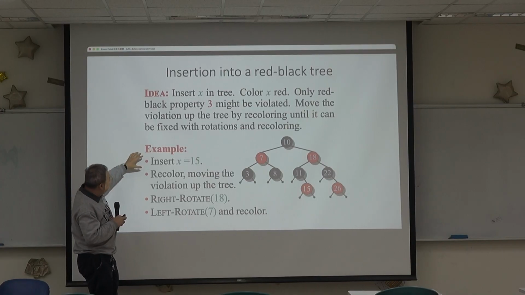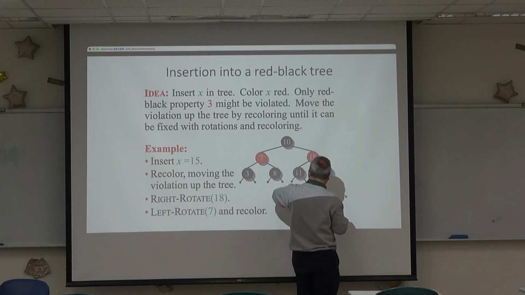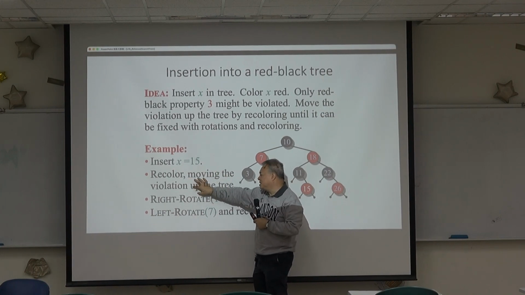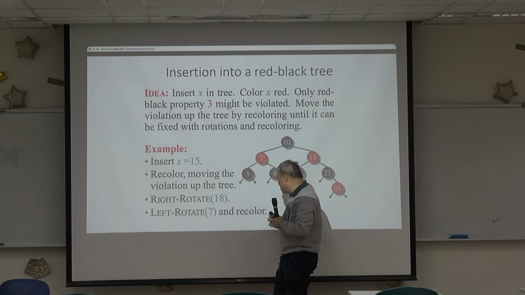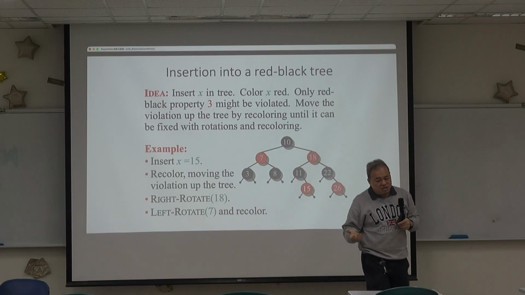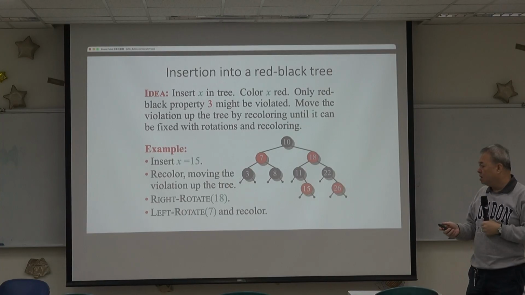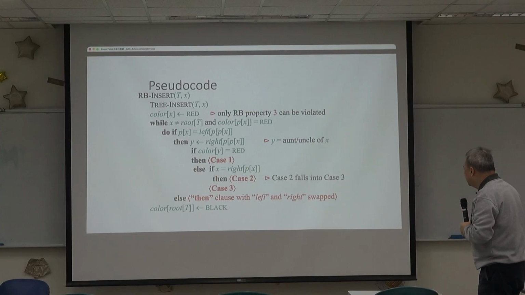So you see, this insertion goes from the top to one of the leaf nodes. This takes a long amount of time. Recoloring and moving the violation up takes constant time, and then the right rotation takes constant time, the left rotation constant time, and the recolor again constant time. So the whole thing takes log n. The pseudo code is here.